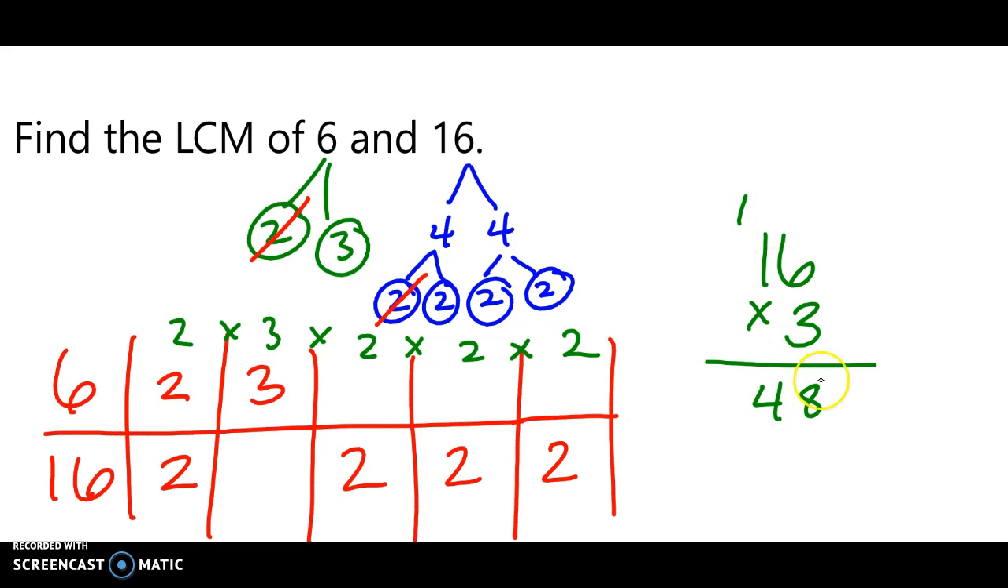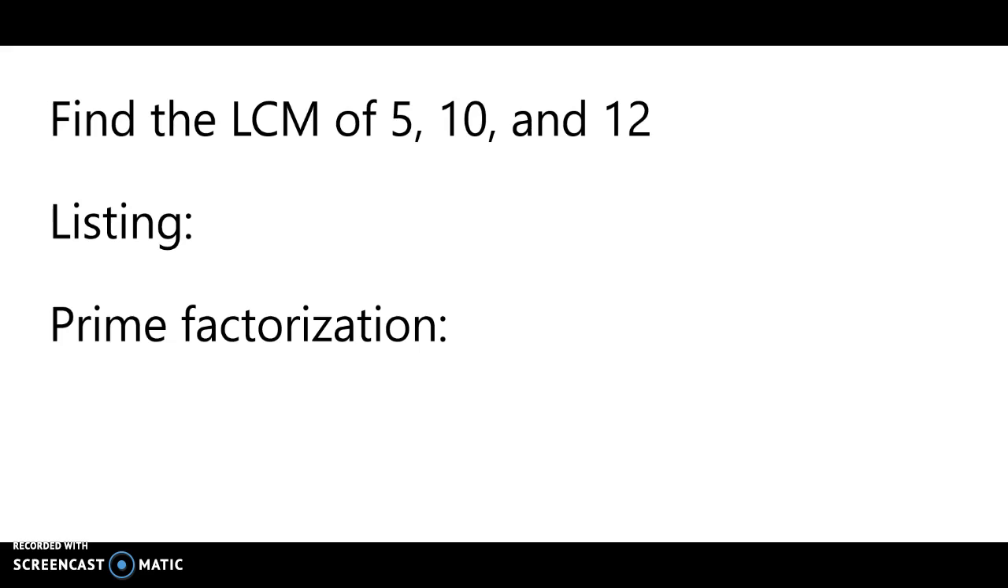So our least common multiple would be 48. Now, when we have 3 numbers, you can do listing or do the prime factorization.